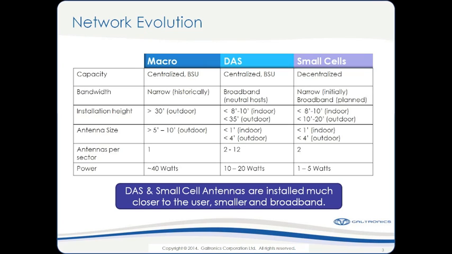So taking all of this information into mind, the one takeaway I'd like everyone to remember after this presentation is that DAS and small cell antennas are installed much closer to the user. They're required to be much smaller, and they have very broad bandwidths.